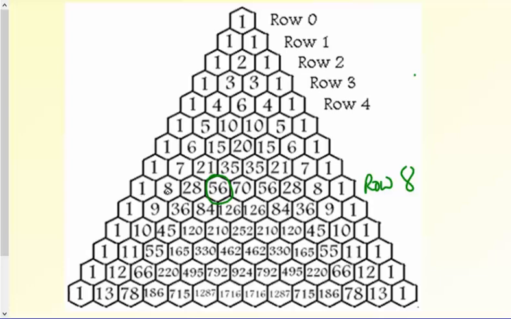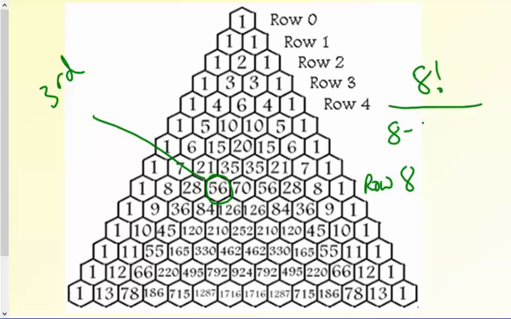So it's the 0, 1, 2, third entry. So that's the third across. Notice again we start with 0, 0, 1, 2, 3. So we're going to have 8 factorial over 8 minus 3 factorial, 3 factorial. You see where the 3 comes from here. The 8 factorial is because it's the 8th row.